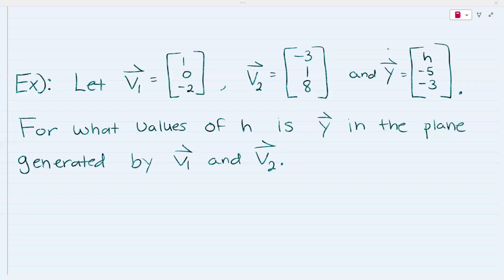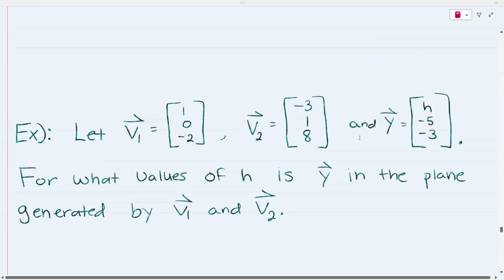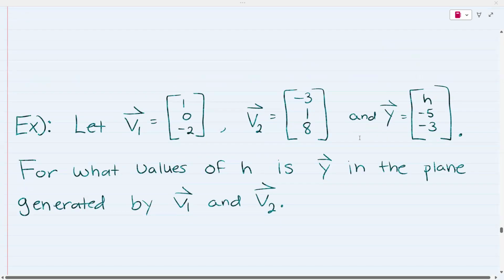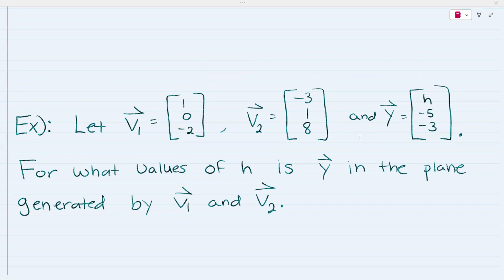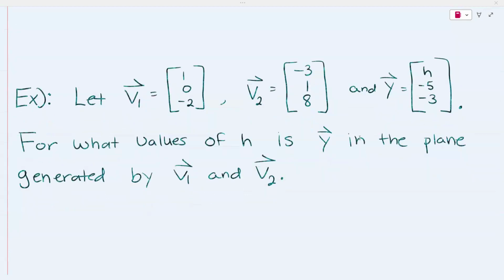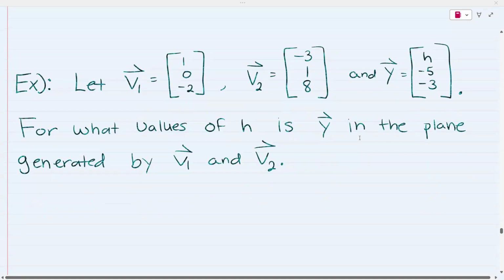This is part two of vector equations for matrix algebra. So we're going to continue off. On this example, we have vector v1 = (1, 0, -2), vector v2 = (-3, 1, 8), and vector y = (h, -5, -3). For what values of h is vector y in the plane generated by vector v1 and v2? So they're asking you for what values of h.